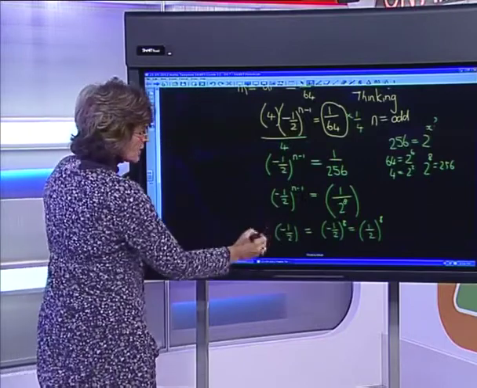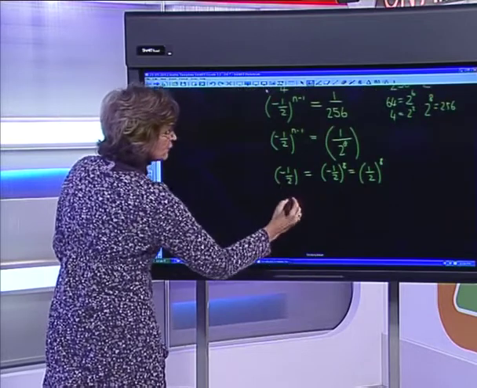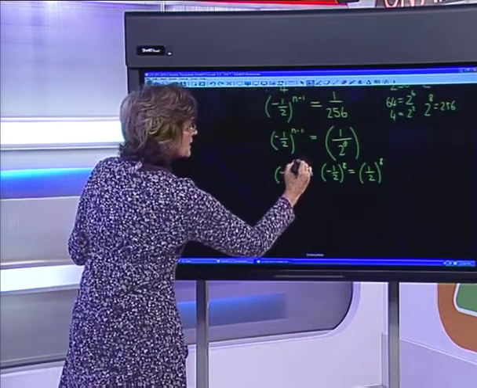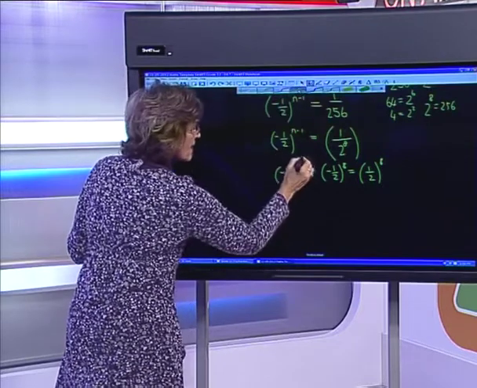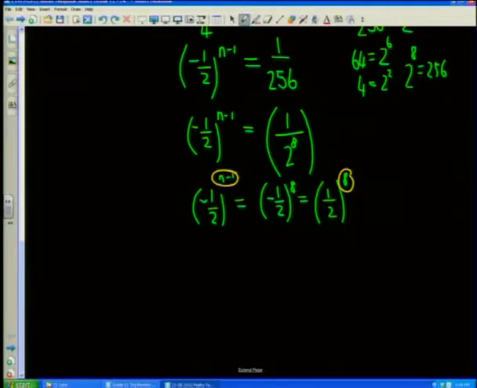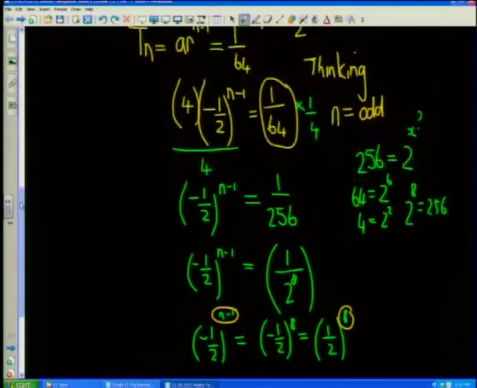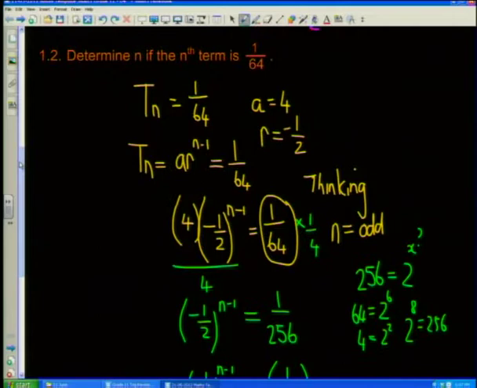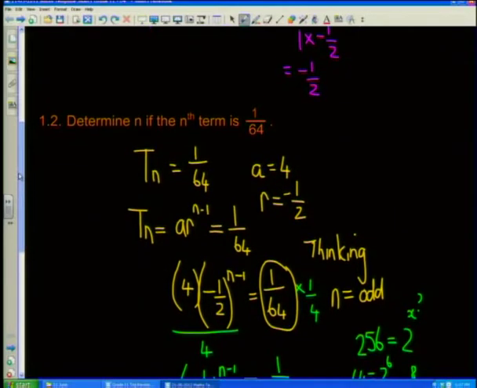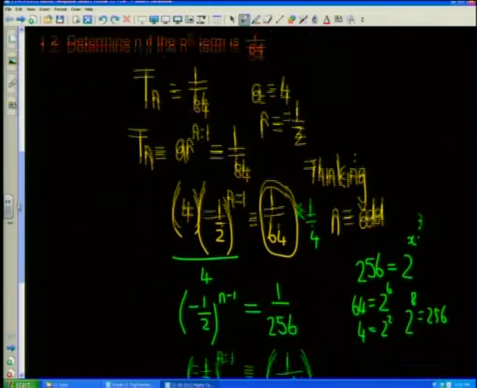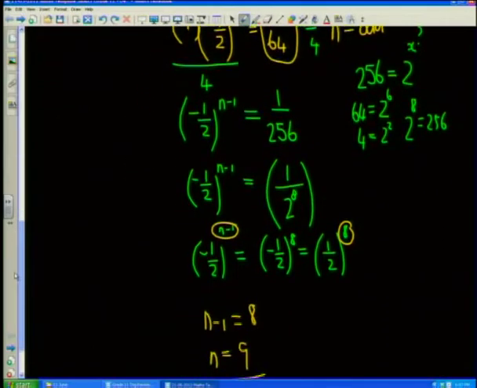All right? So guys, you can see how cool this is. It's fallen into place. I'm actually going to get that my n minus 1, let's show you here, is going to be the same as there. And so n minus 1 is equal to 8. So n is 9. Now remember I said gut feel, it's got to be an odd number. And I've answered the question, determine n if the nth term is 1 over 64. I've got that it's the 9th term.